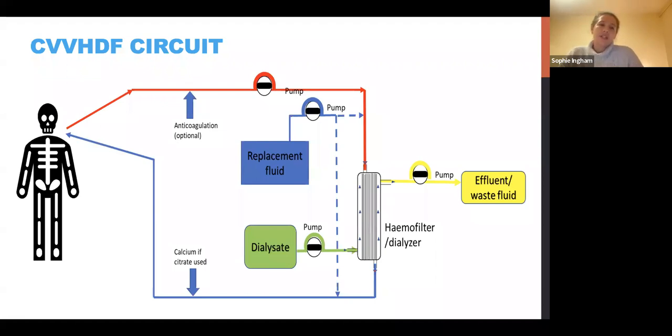So as you can see, it's probably coming from a neckline, may or may not be anticoagulated. It passes through a pump through the dialysis machine. So it's either dialyzed, in which case it passes through the dialysate, as well as being filtered, and the waste fluid is siphoned off. At some point, replacement fluid is added, and if indicated, calcium can also be added if citrate is used.